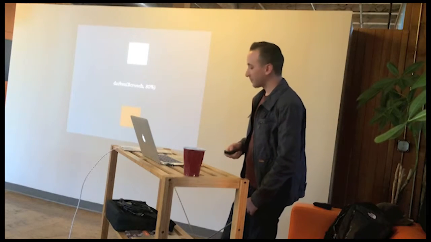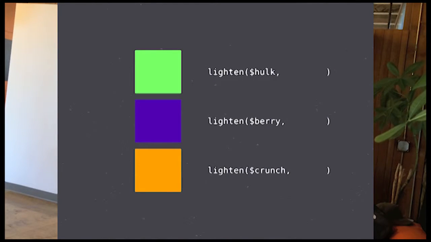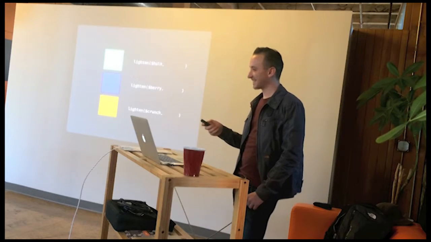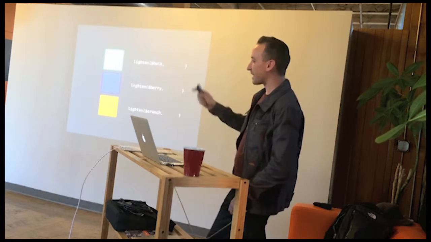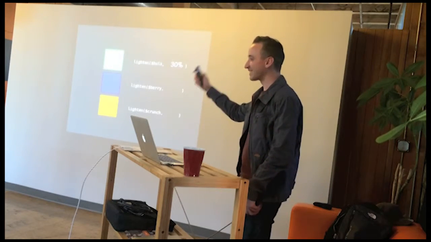This can get a bit tricky. Consider this. Can anyone tell me how much we need to lighten Hulk to get to white? Any guesses? Not as much as it. So what's your guess? Give me a number. 20%. 20%. You're wrong. It's 30%.